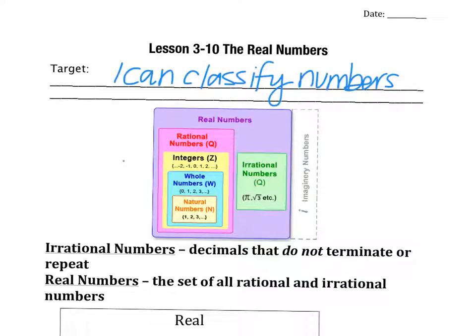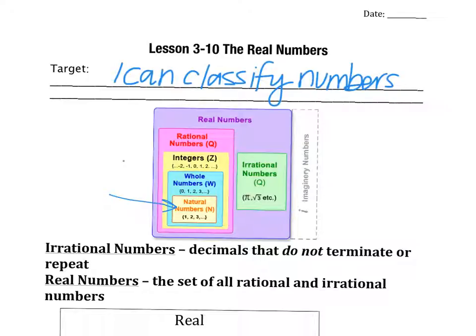The natural numbers, I'm going to start talking about those. Those are the numbers you would start off with as a little kid. They're also called the counting numbers. So you would count 1, 2, 3, 4, 5, etc. That's your natural group. That's the smallest number group.